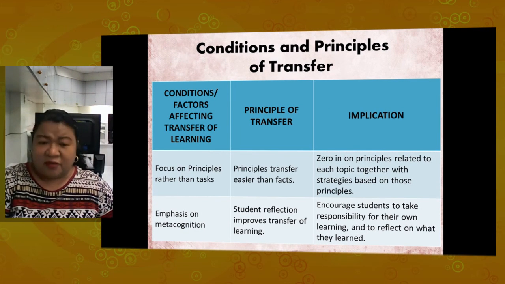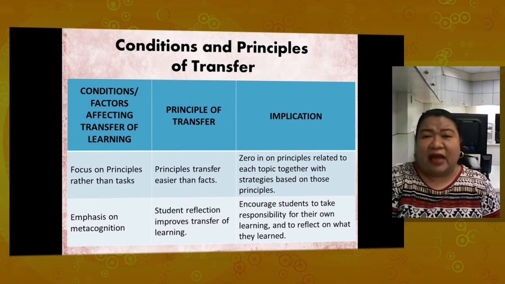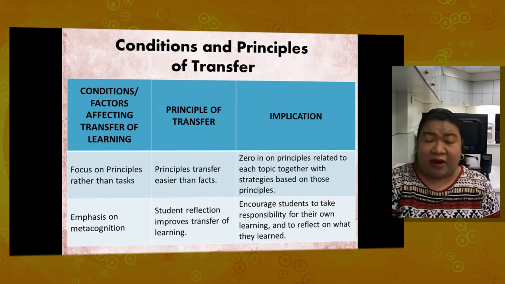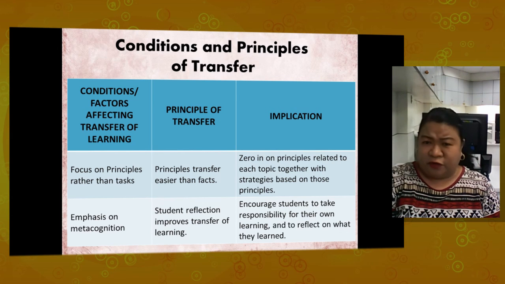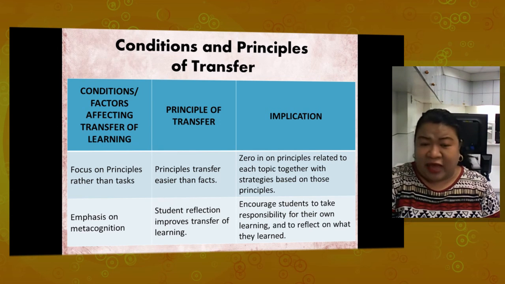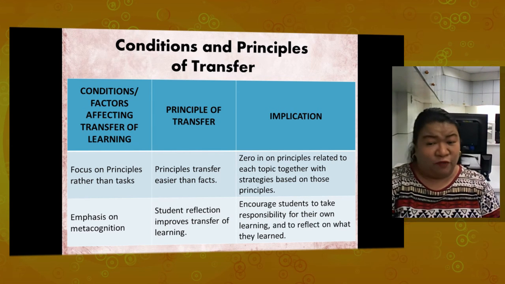Student reflection improves transfer of learning. So you see, for every module, we have a 5 minute writing where you are given the chance to really think about what you learned and how you think you can apply it. Remember, I always tell you, don't just repeat, don't just give a summary in your 5 minute writing. Indicate there how you think you would be able to use it. In that way, we are making you reflect how you would transfer your learning, how you would use it, how it is meaningful to you.